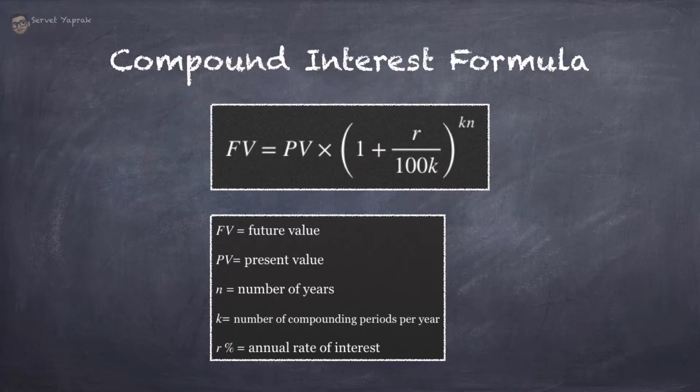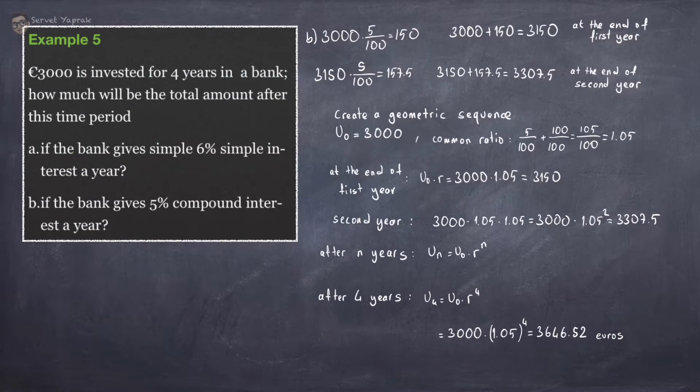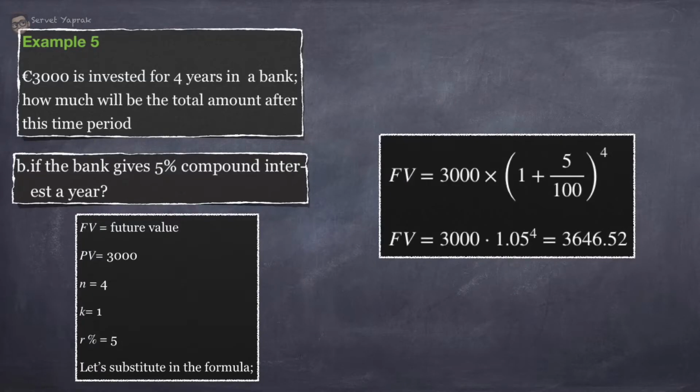And let's apply this formula to our previous example. If it works the same way, we will find the answer we found here. So I will apply this formula here. Again, same question, 4 years, 5% compound interest. Future value is what we want to find. Present value, 3,000, is our original amount. 4 years is the number of years, because in the question it says 4 years. Because it compounds yearly, which means there is only one compounding a year in the bank, k must be 1.